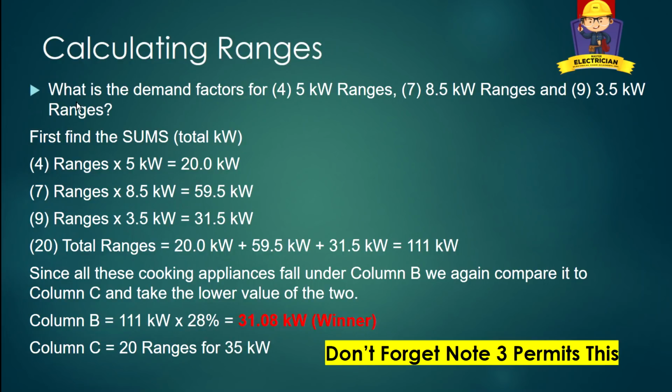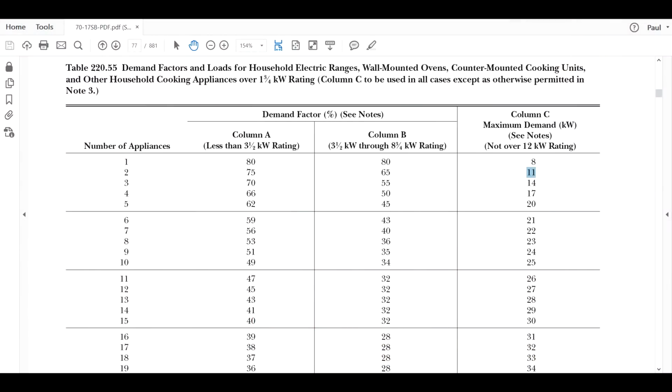All right, so now let's look at another one here because we're kind of just going through all of these. What are the demand factors for 4 5 kW ranges, 7 8.5 kW ranges, and 9 3.5 kW ranges? One thing you'll notice is that all of these are in column B, because all of these fall within the scope of column B. And we want to verify that. So we have a 5, an 8.5, and a 3.5. We're going to look at column B and say, okay, it's 3.5 through 8 3/4. That's going to put us in column B. That's where we want to be.